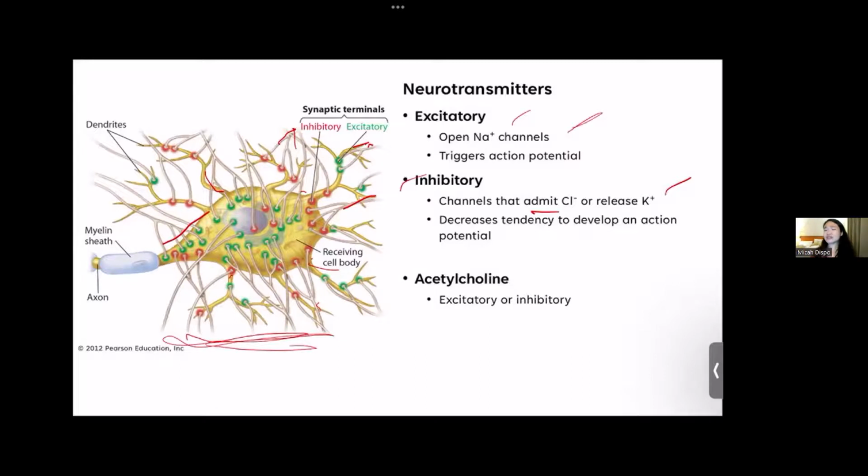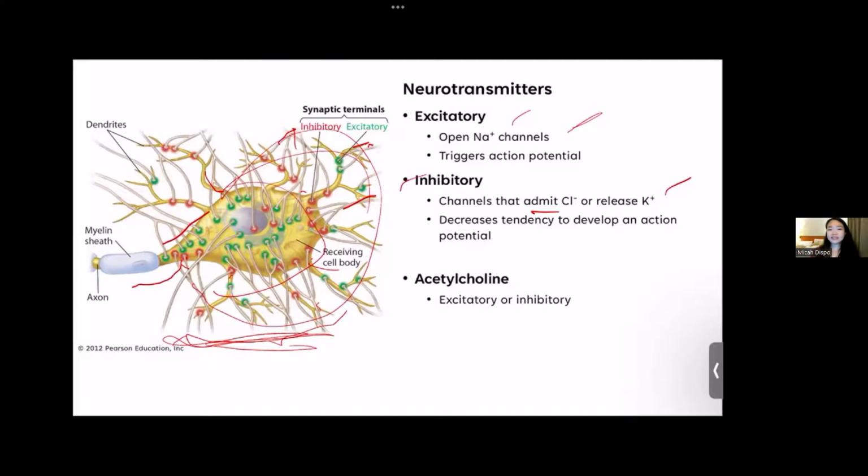So an action potential will be generated in our receiving cell if the excitatory signals are collectively strong enough. And this would make the inside of the cell more positive. So this would raise the membrane potential to threshold and trigger an action potential. And then this action potential will be passed to its own axon and then to the next receiving cell. Okay? So dapat collectively strong enough yung excitatory signals.